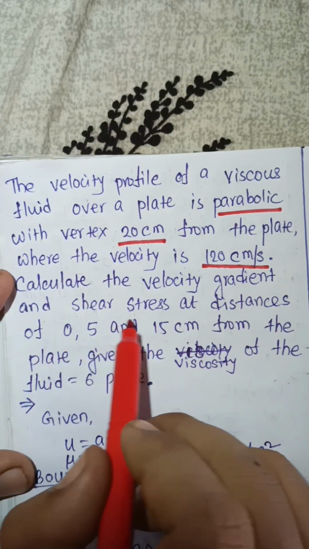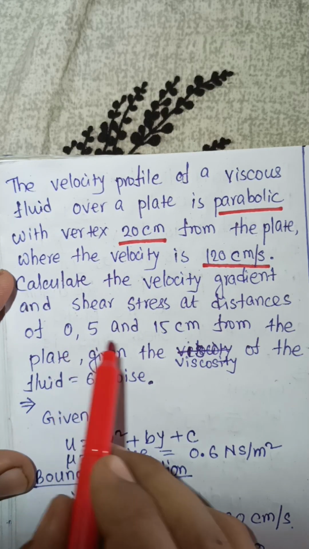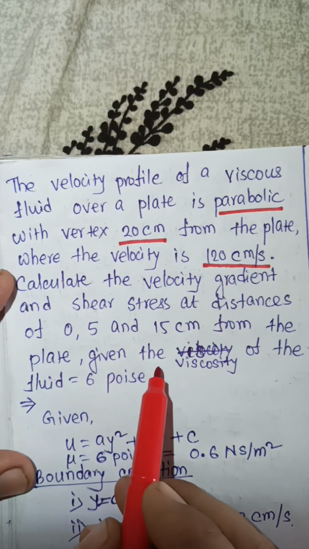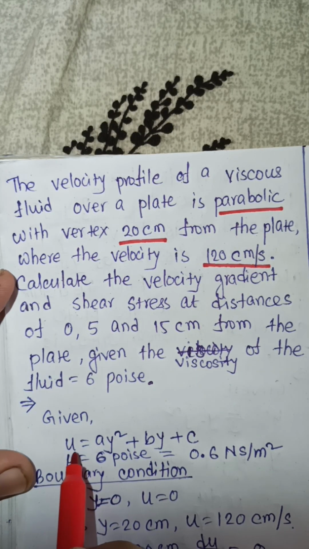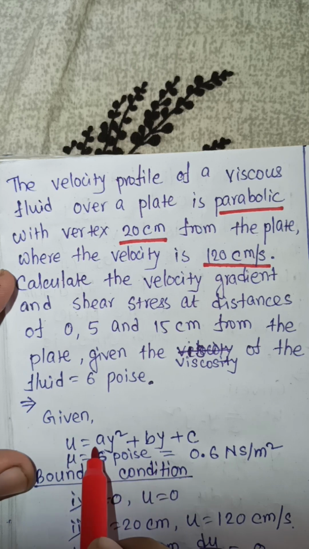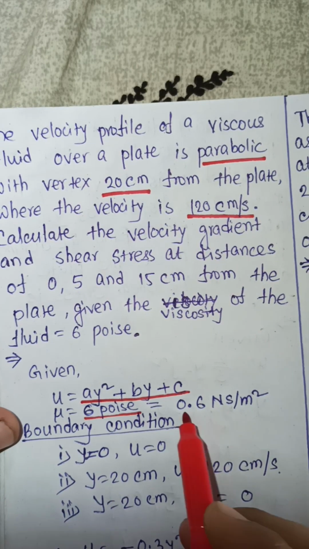Calculate the velocity gradient and shear stress at distances of 0, 5 and 15 cm from the plate, given the viscosity of the fluid is equal to 6 poise. So what is given? There is a parabolic velocity profile. Consider the parabolic velocity profile u = ay² + by + c, and the viscosity is 6 poise, that is 0.6 Newton second per meter square.